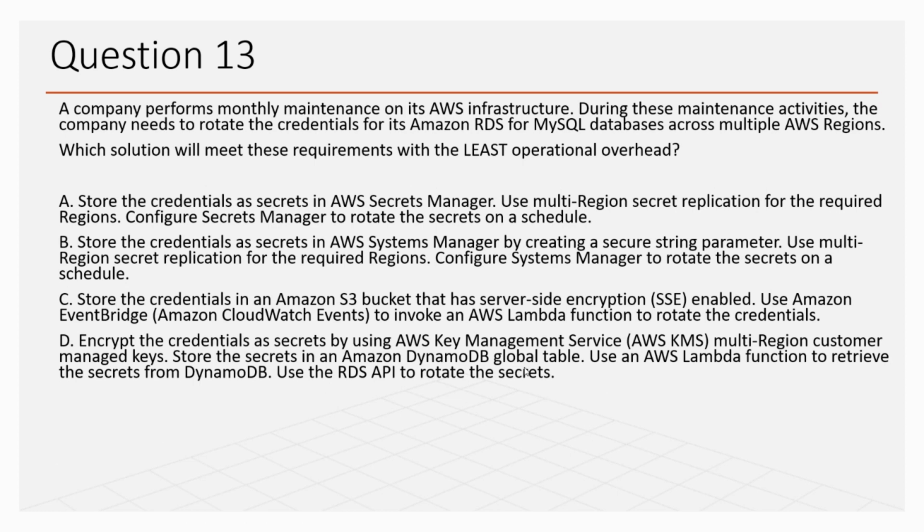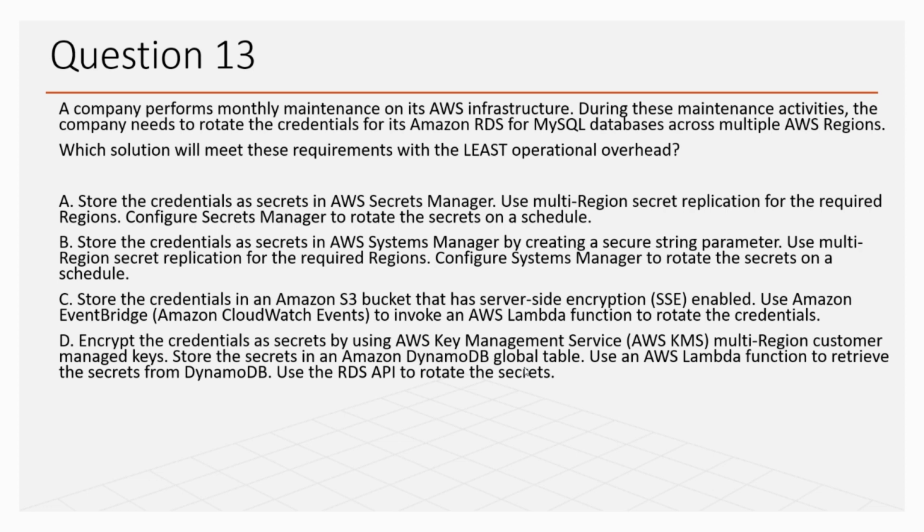So basically, the options are: A, store the credentials as secret in AWS Secrets Manager, use multi-region secret replication for the required regions, configure Secrets Manager to rotate the secrets on a schedule. Then option B is store the credentials as secret in AWS Systems Manager by creating a secure string parameter, use multi-region secret replication to the required regions, configure Systems Manager to rotate the secrets on a schedule.